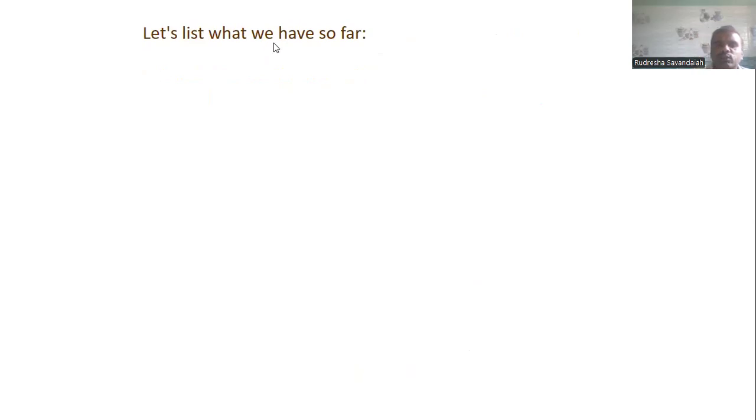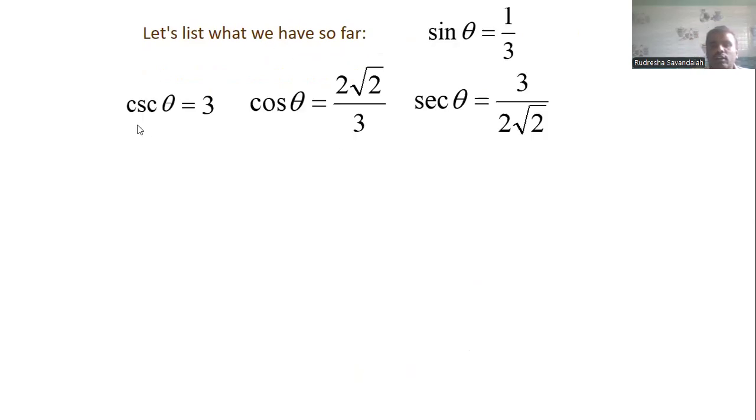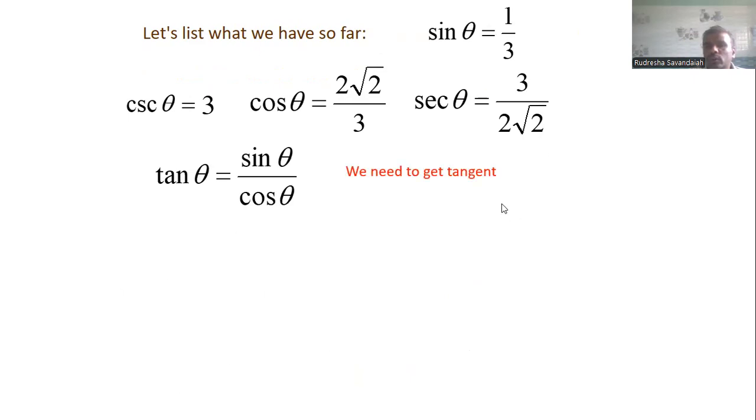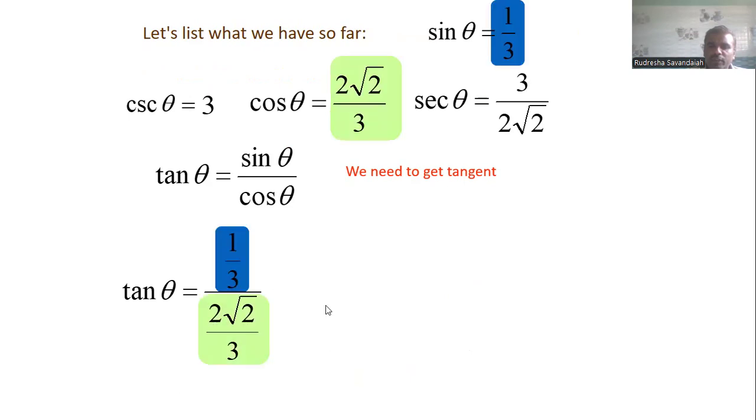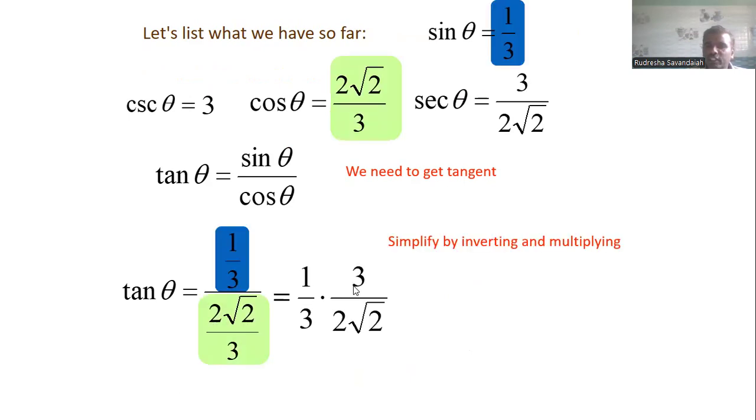Let's list what we have so far. Sin theta is equal to 1 by 3. Cos theta is equal to 2 times square root of 2 by 3. Secant theta is equal to 3 by 2 root 2. We need to get the tangent. Tan theta is equal to sin theta by cos theta, which is 1 by 3 divided by 2 root 2 by 3. Simplifying.